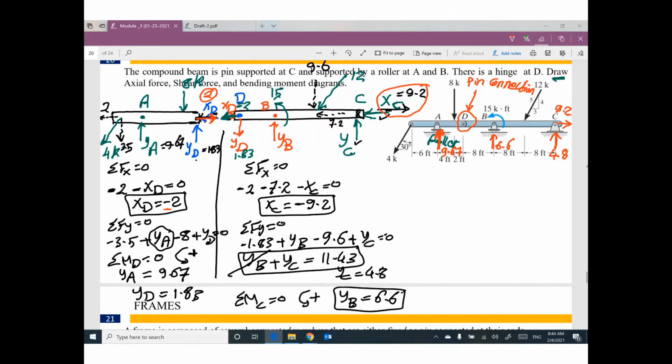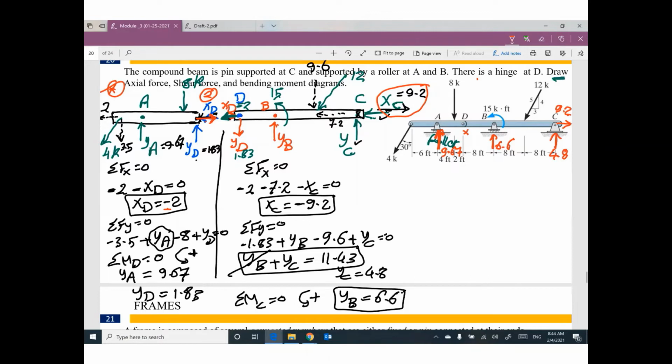Please, this separation is only to calculate reactions. Once you did your reaction, please go ahead and put the correct direction of your reactions. And forget what you did at D. Forget it.